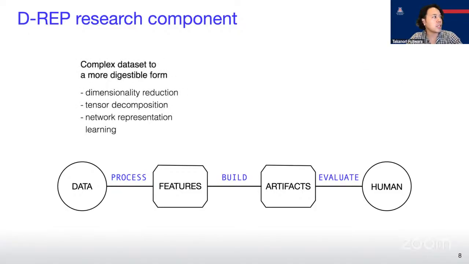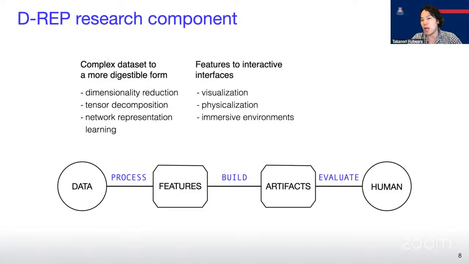More specifically, the first step, process, converts a complex data set to a set of features, which is a more digestible form for humans, and also for the next build step. For this process, we develop various new computational algorithms for complex high-dimensional data sets, such as dimensionality reduction, tensor decomposition, and network representation learning methods. And then the build step transforms features to artifacts, such as interactive visualizations, to bridge the gap between humans and data. And in this step, we consider various forms and modalities.